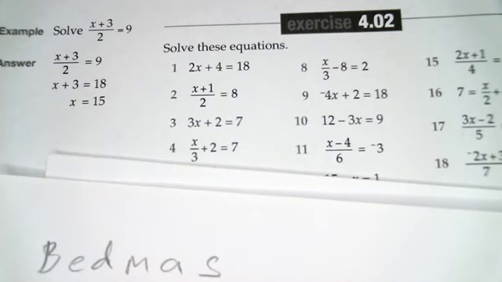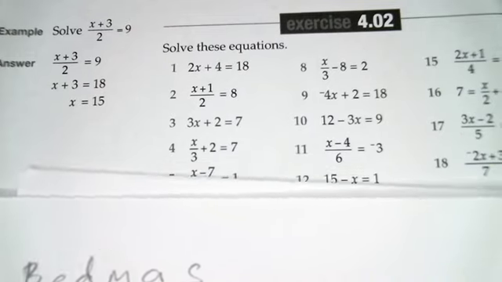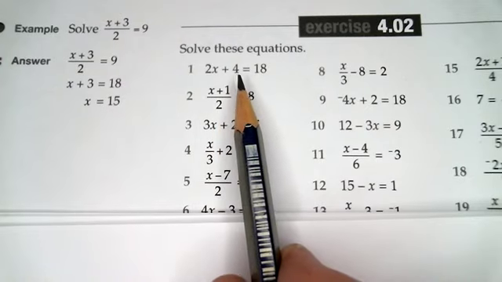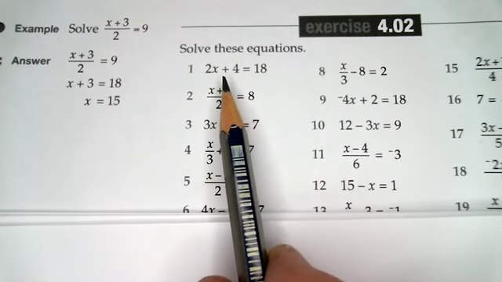Exercise 4.02 from the Gamma Mathematics textbook. Let's have a look now at number 2. So in number 1, we had to undo the plus 4.